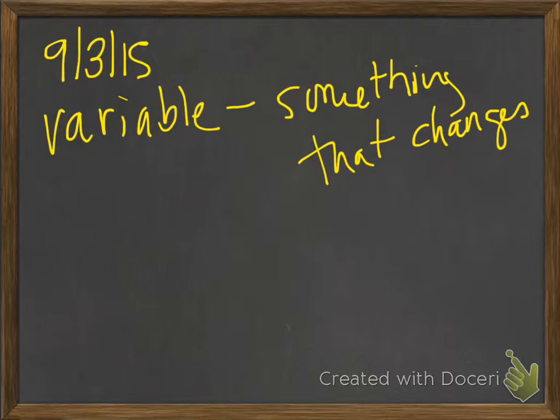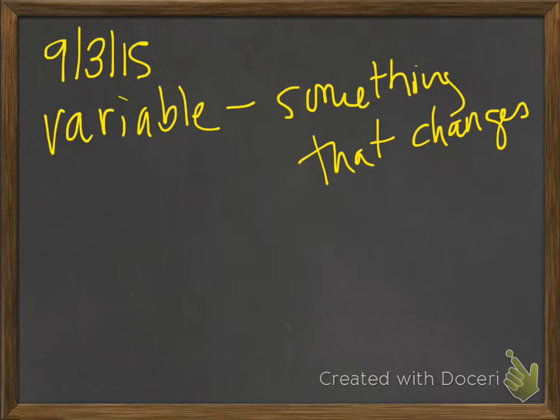So you guys had reading in dim light. Head up, please. How bright the light was might change. What they were reading might change. How big the letters were might change. Lots of things could change. Those are all variables.